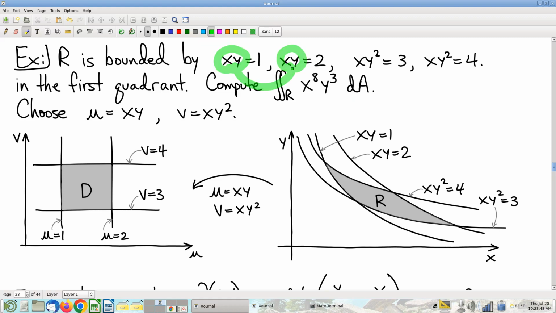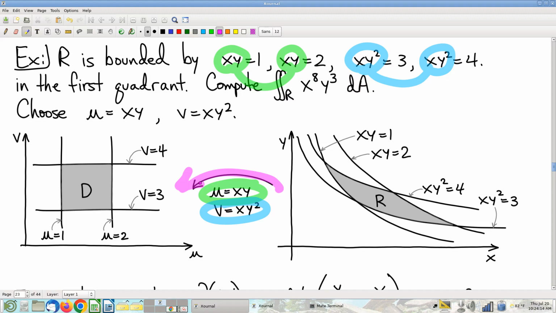The xy, call those u. The xy squared, call that v. I didn't think of this again. Somebody showed me. If you view that as a change of variables function, like so, going backwards, notice.